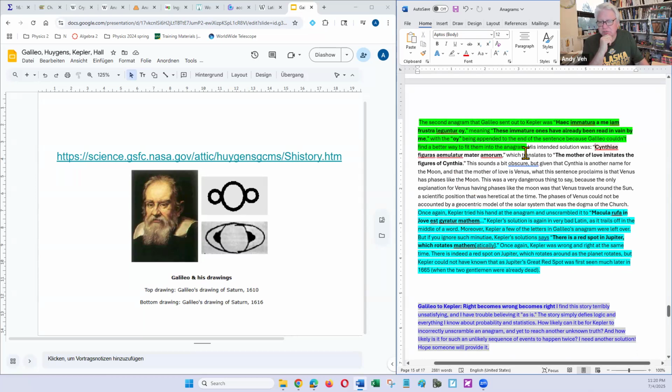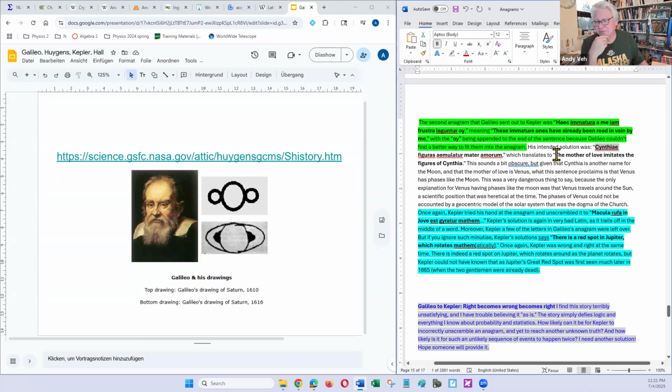What it should have been is this one here. Cintiae figuras aemulatur mater amorum. This one here sounds like the word love, amor. Figuras, well, figure, right? And Cynthia apparently is another word for the moon. It's not only Luna that is the moon, but Cynthia is also the moon.